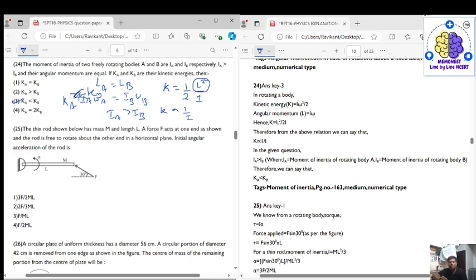The basic formula which we will be using here is K is equal to 1 by 2 L square upon I. From here we get that kinetic energy is inversely proportional to moment of inertia, and because the moment of inertia of A is greater, its kinetic energy will be lesser. So the correct answer is option 3, that is, the kinetic energy of A will be less than the kinetic energy of B. Right, now let's come to question number 25.